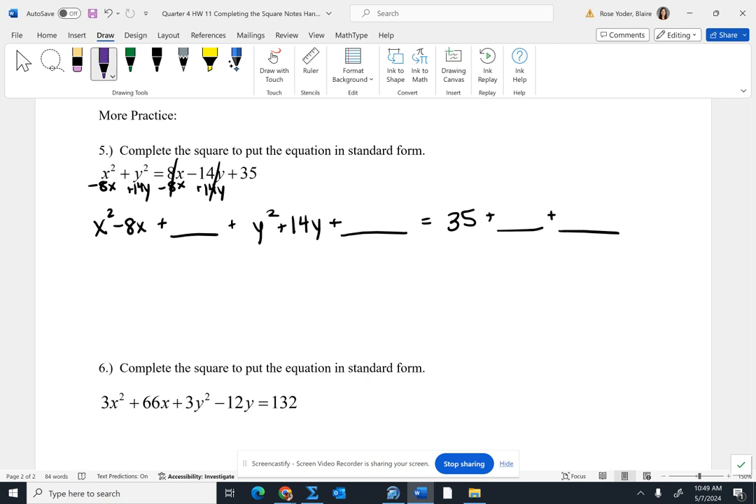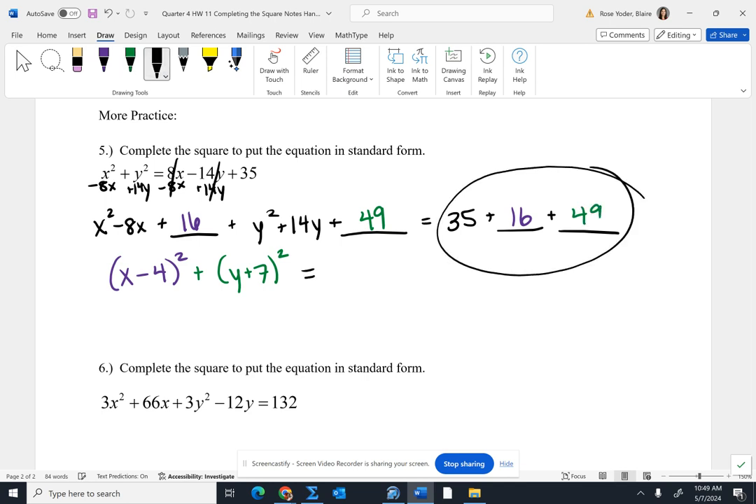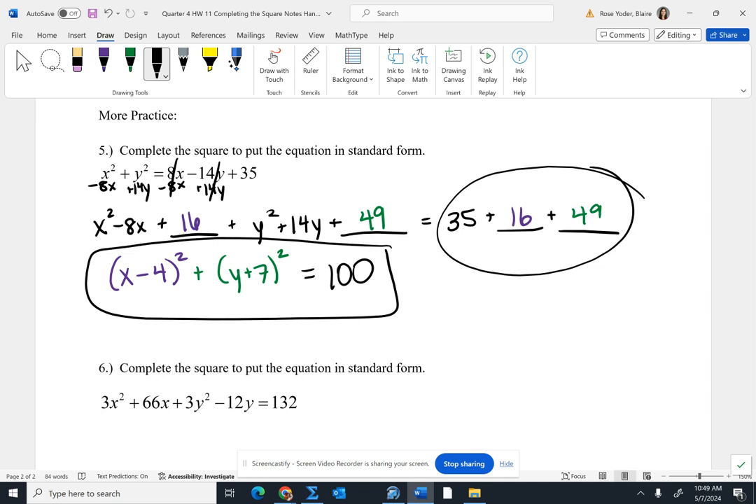All right, split the negative 8 into two parts. That's negative 4 and negative 4, which is 16. If I do it to the left, I have to do it to the right. And then split my 14 into two parts, 7 and 7. So that's 49. And if I do that to the left, I have to do it to the right. And then all I have to do is combine all of these terms together. 35, let me grab a calculator. 35 plus 16 plus 49 is 100. So it even has a nice radius. So this is considered standard form for a circle equation.